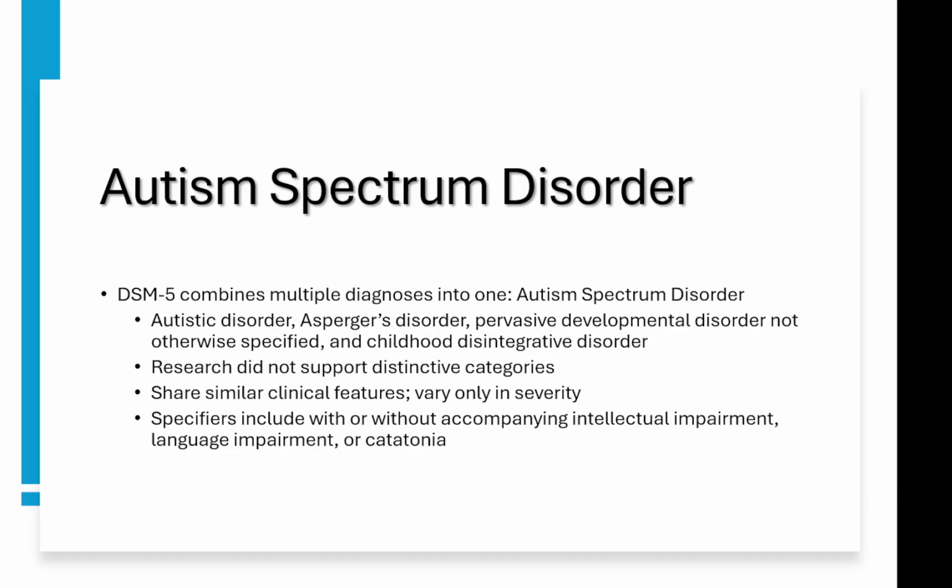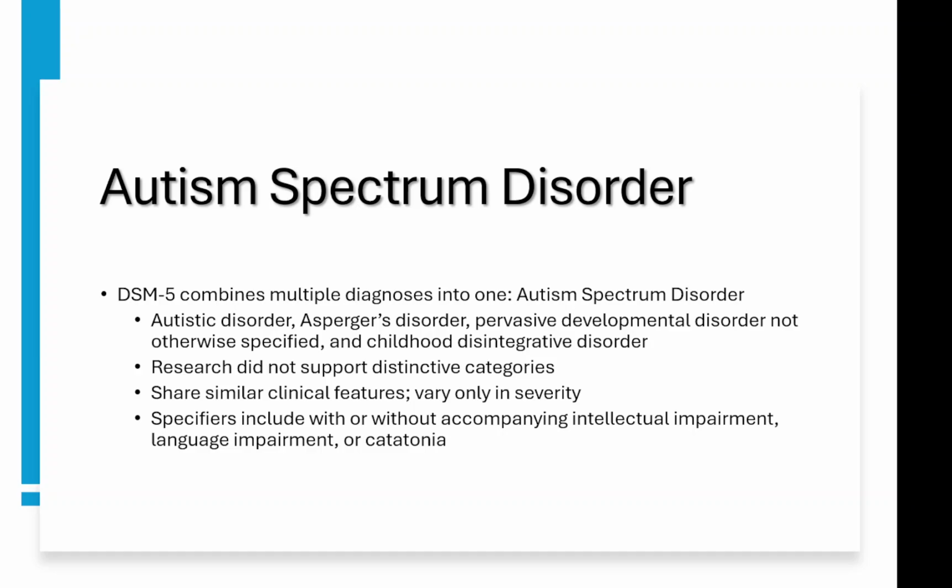Now let's move on to Autism Spectrum Disorder, ASD. In the DSM-5, this combines several previous diagnoses such as Asperger's syndrome, autistic disorder, and pervasive developmental disorder, all under one umbrella. These conditions are now viewed on a continuum, similar to how we discussed schizophrenia spectrum disorder.